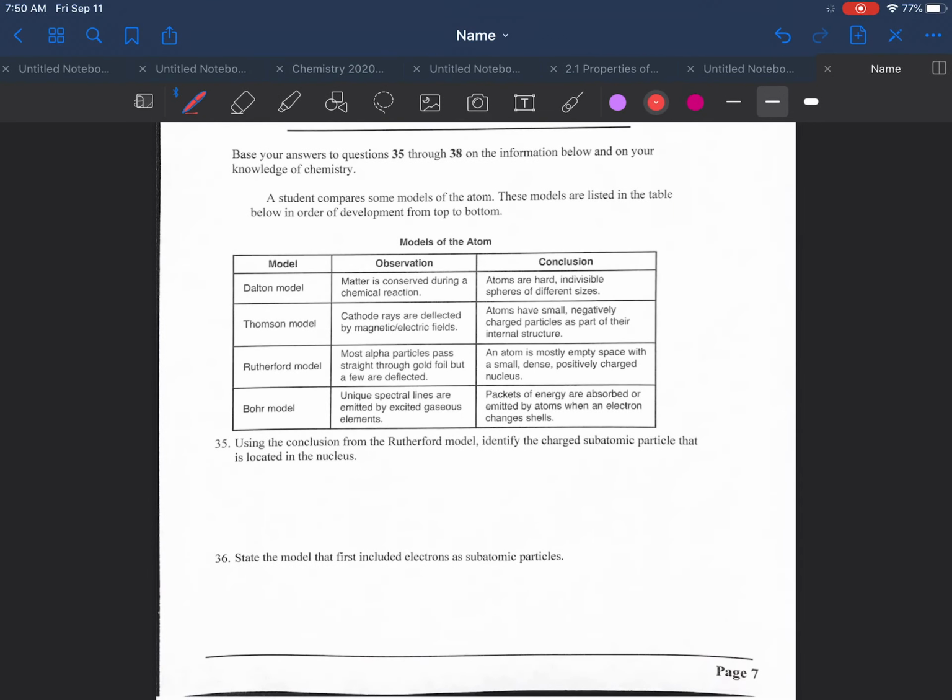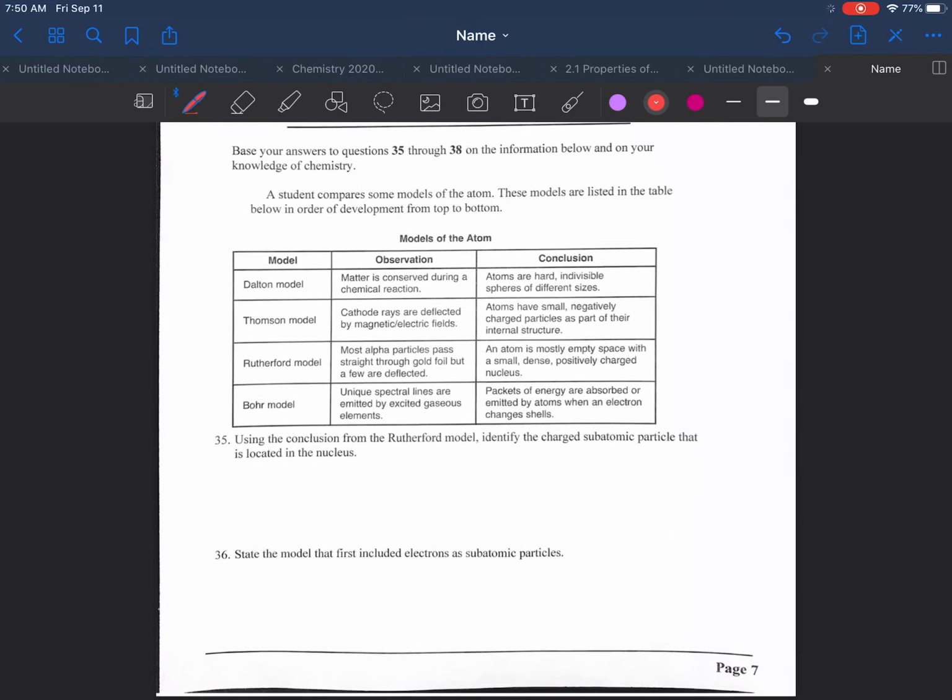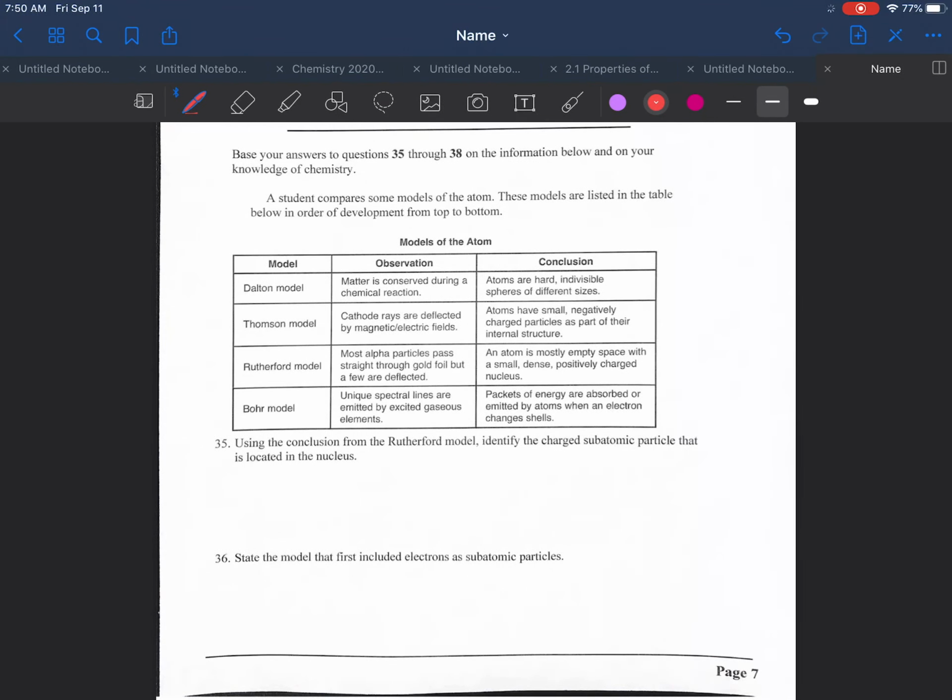All right, now moving on to this question about comparing models. So here, instead of having to memorize all the changes each person made to atomic theory, here's a nice table laid out for you, and you're going to have to answer the questions. From the first one, it's asking you, using the conclusion from the Rutherford model here, identify the charged subatomic particle that's located in the nucleus. Well, what do we know is positive and in the nucleus? In this case, it's just a proton.